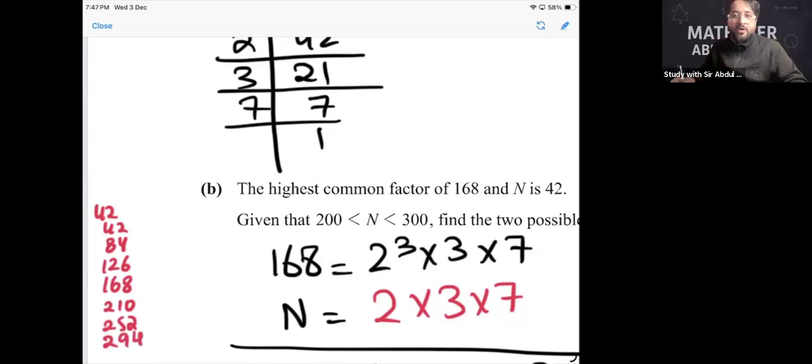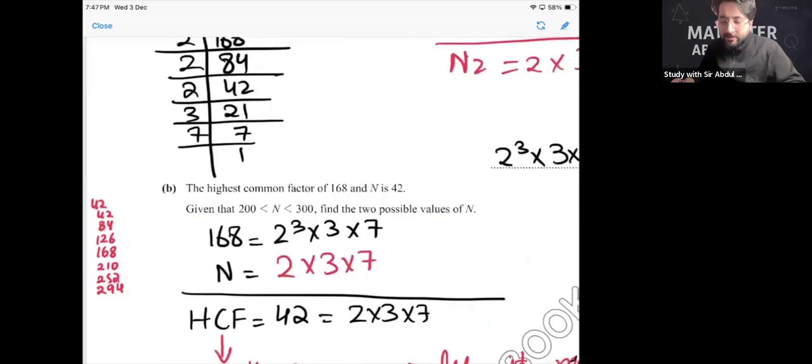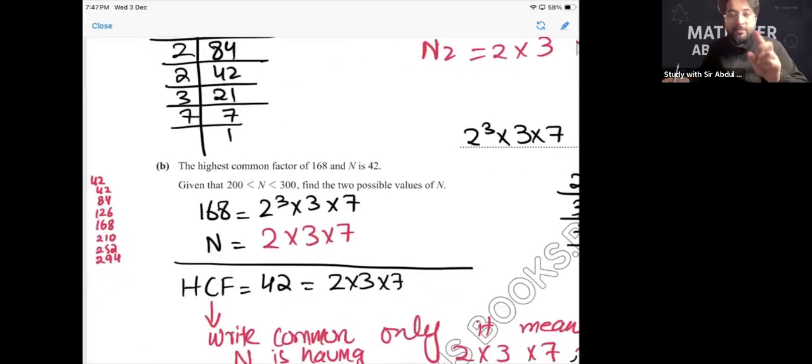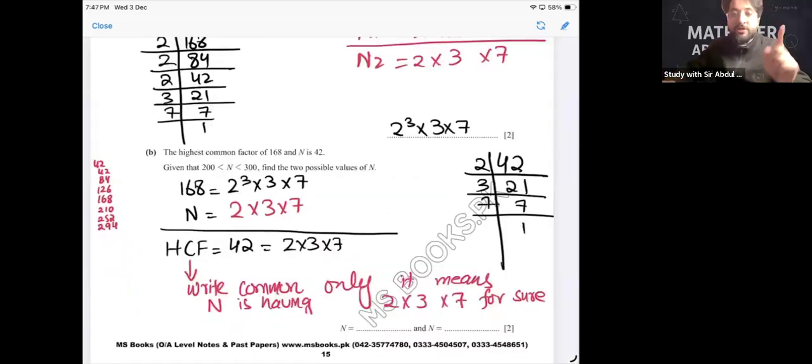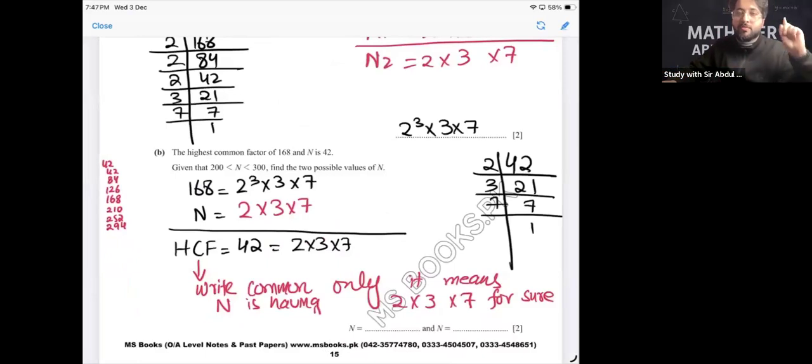Yes. So guys, can you see that the value of n can be 210, it can be 252, and it can be 294, but it should not disturb your HCF. Keep that in mind. You cannot change 168, you cannot change the HCF, you can change the number only. Is this clear, everyone, or not? Yes? Okay. So let's do that.